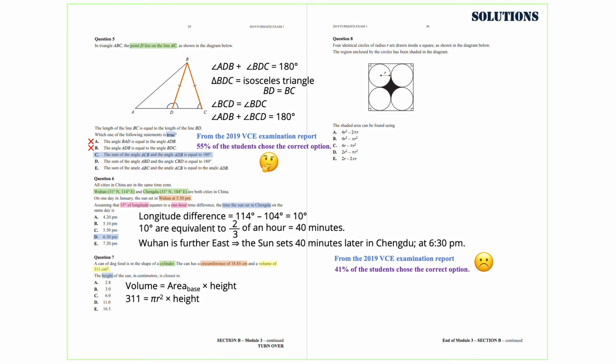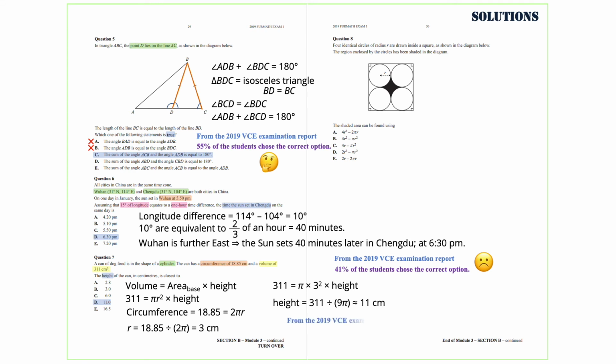We need to calculate the radius of the base. Therefore, we are going to use the circumference, which is 18.85, equals to 2 pi r. So the radius is equal to 18.85 divided by 2 pi. That is approximately 3 centimeters. We can now use this value in the volume formula. So the height is equal to 311 divided by 9 pi. And this is approximately 11 centimeters. So the answer we are after is option D. From the 2019 VCE examination report, 63% of the students chose the correct option.